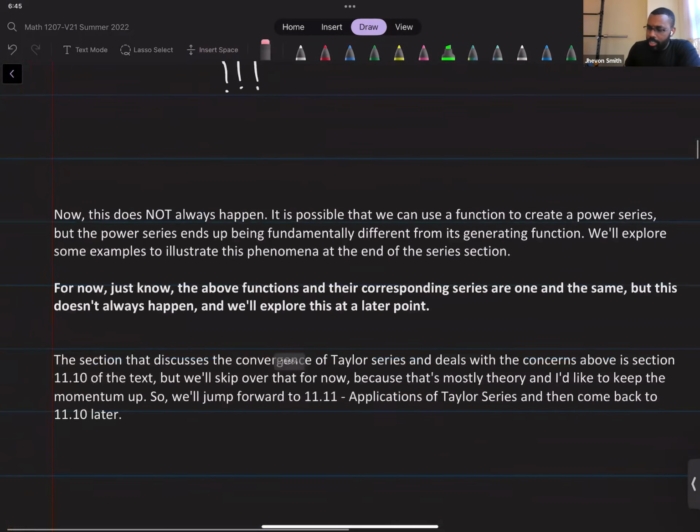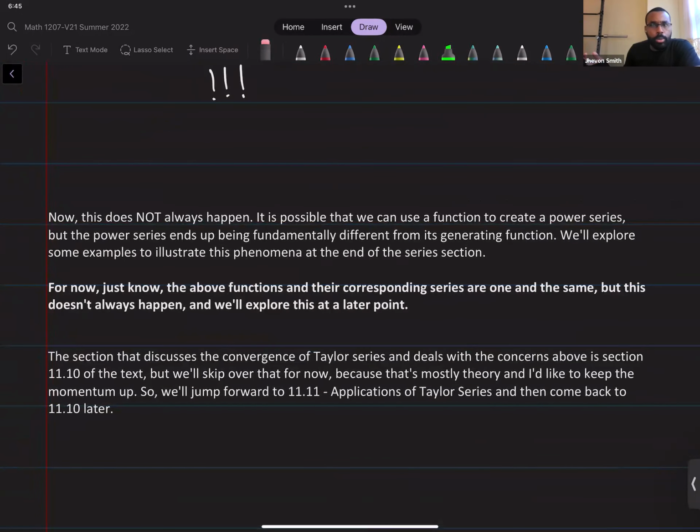This is just a cautionary tale, but I've already mentioned this verbally a couple of times: the whole idea of constructing a power series this way works out a lot of the time, but it also doesn't work out all the time. It's possible to construct a power series that doesn't actually describe the function from which you constructed it. It's also possible that a function would not have a power series.